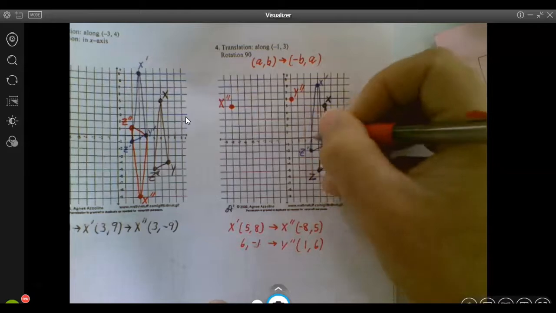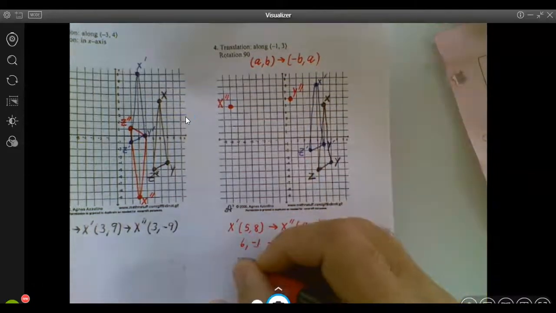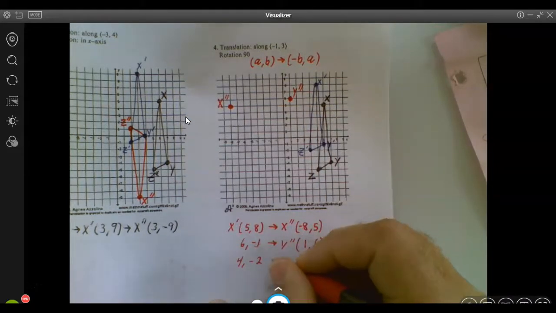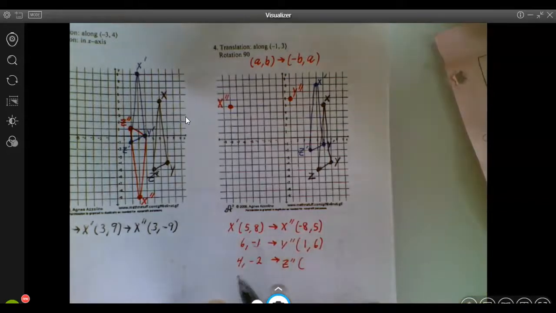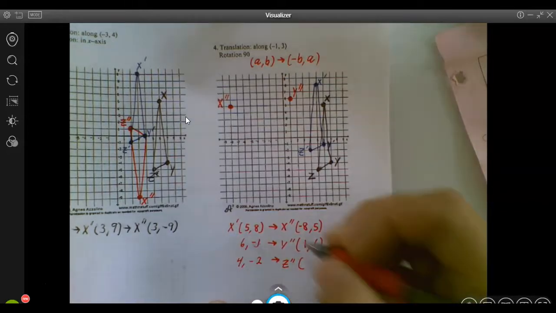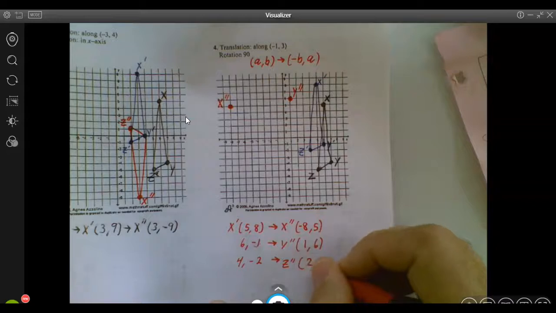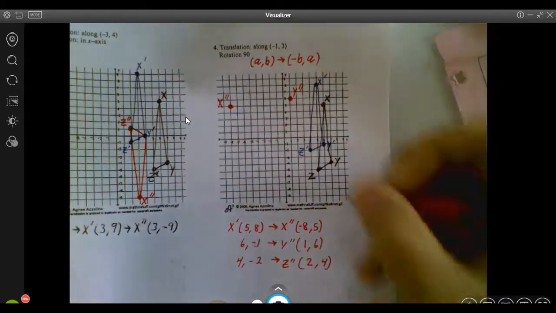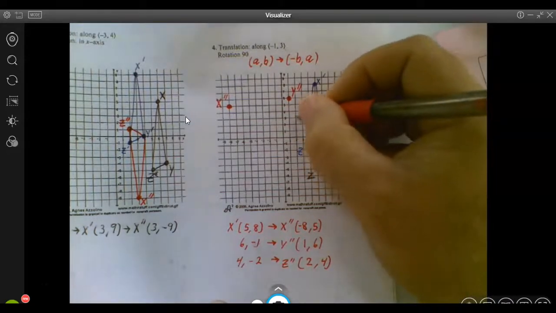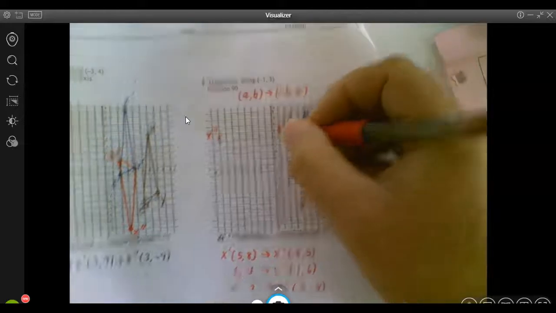Z is currently at 4, negative 2. And so Z double prime should be, again, these guys are going to trade places. My negative 2 becomes positive as it moves to the front. So 2, 4 should put me right there.